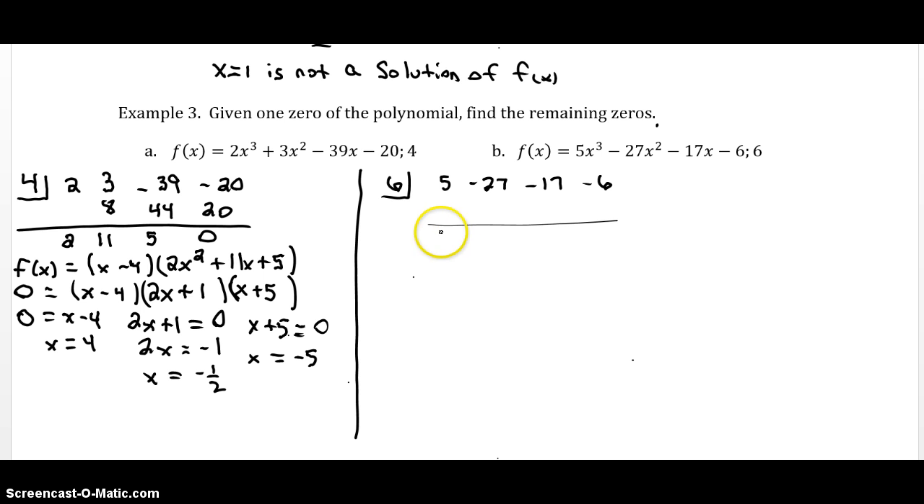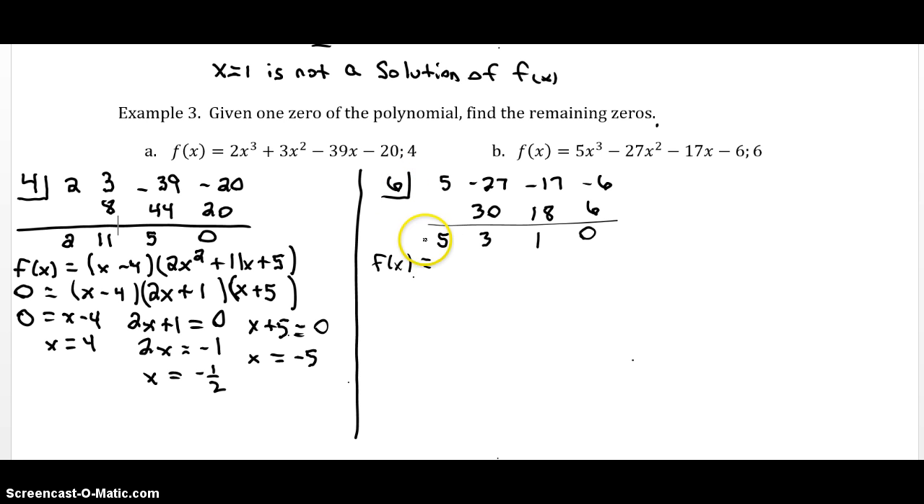So drop down the 5. 6 times 5 is 30. I'm going to add here. Negative 27 plus 30 is 3. 6 times 3 is 18. Add negative 17 and 18, I get 1. 6 times 1 is 6. Again, I know this is going to be a 0 here because I knew that 6 was a solution. So I'm going to factor like I did before.